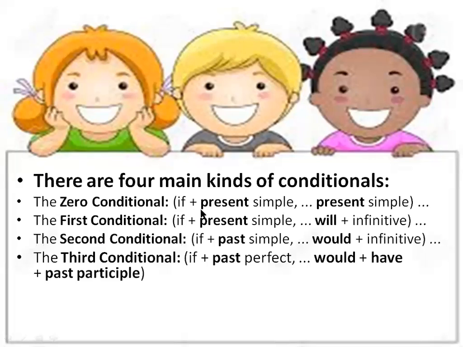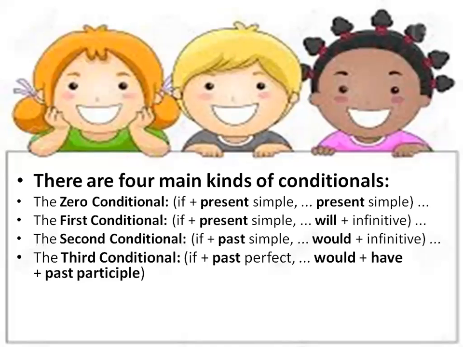Zero conditional is if plus present simple comma present simple. You have to put a comma between two clauses. आपने sentence को complete form करने के लिए first you have to use if, with the conditional clause which is present simple, and again the main clause is also present simple, so you have to put a comma between these two present simple sentences to make them separate.